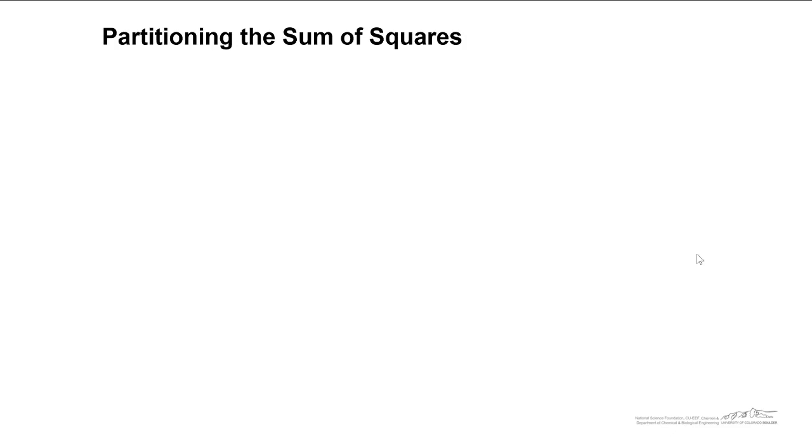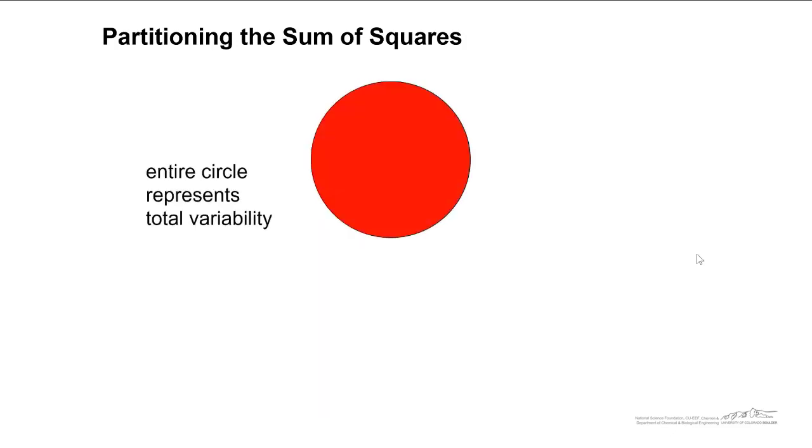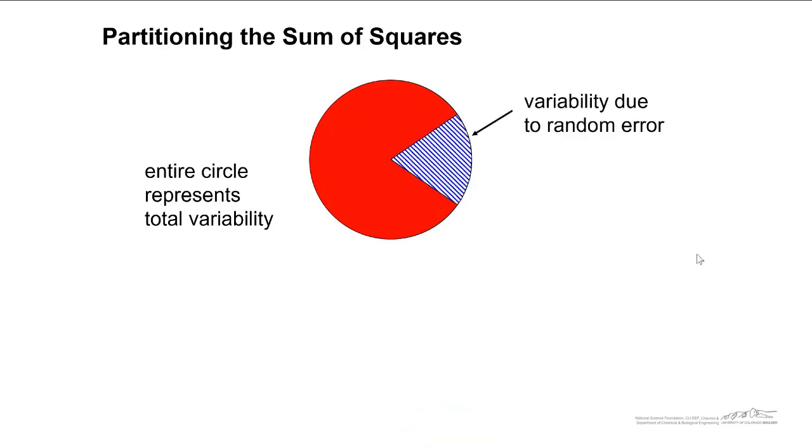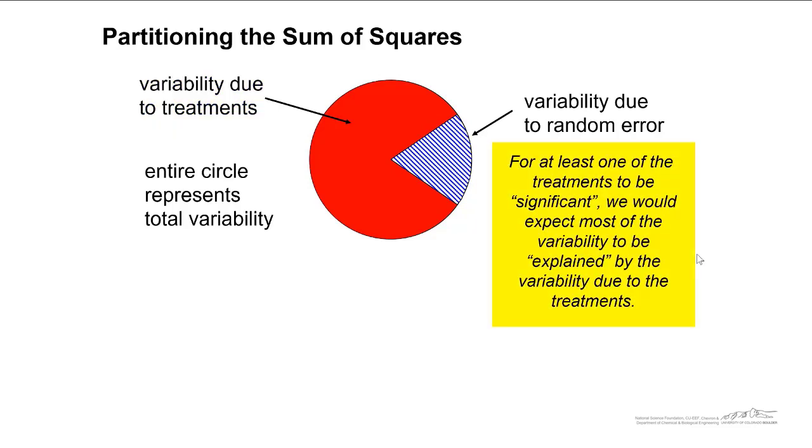Similar to what we did in ANOVA with regression, we're going to partition the sum of squares. This entire circle represents the total variability. We can partition that. There's going to be variability due to random error, and we also have variability due to the treatments. For at least one of the treatments to be significant, we would expect most of the variability to be explained by the variability due to the treatments.